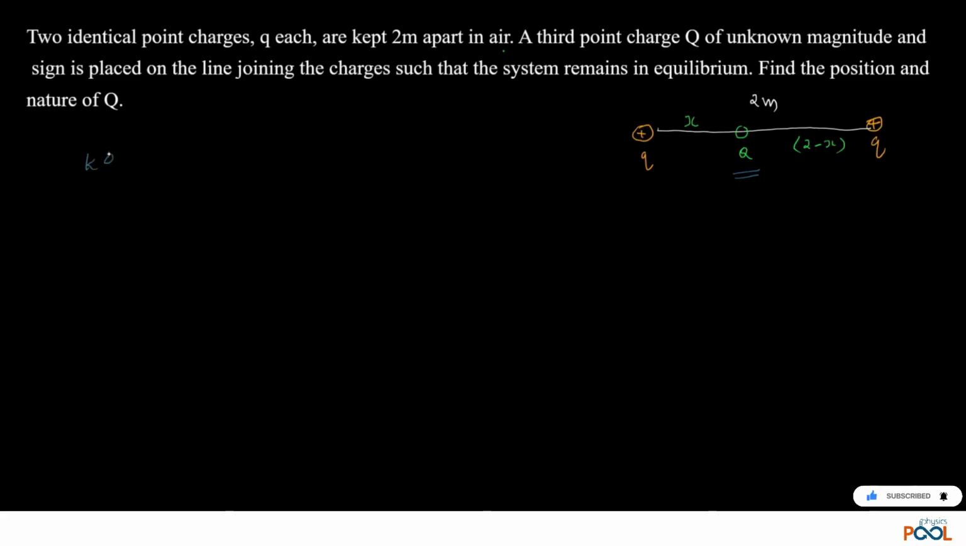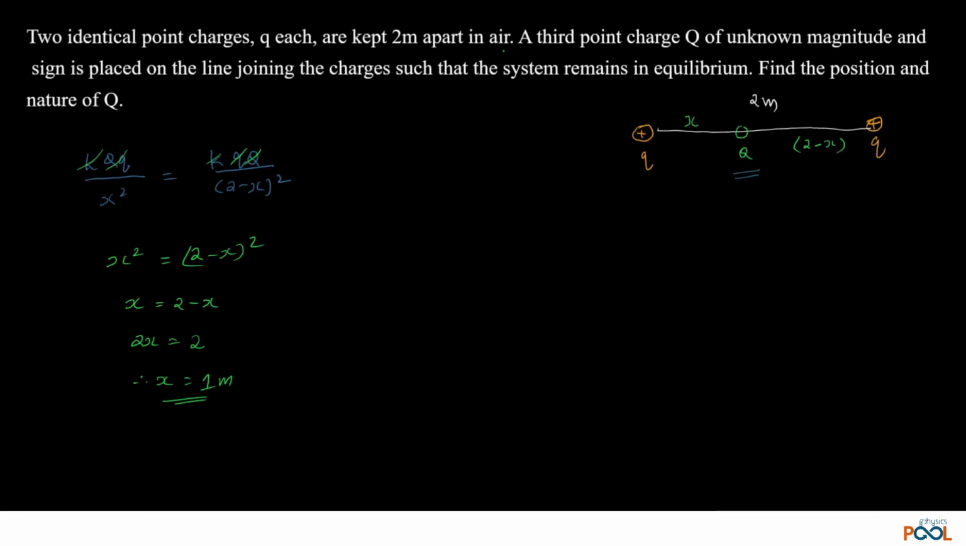So K capital Q into small q divided by x square should be equal to K into small charge q and capital Q divided by 2 minus x the whole square. K and q can be cancelled. So we get x square is equal to 2 minus x the whole square. On taking the square root on either side, we get x is equal to 2 minus x, and we get 2x is equal to 2. Therefore, x is equal to what? 1 meter. Yes, actually that charge is kept at the midpoint of the line joining the two charges.